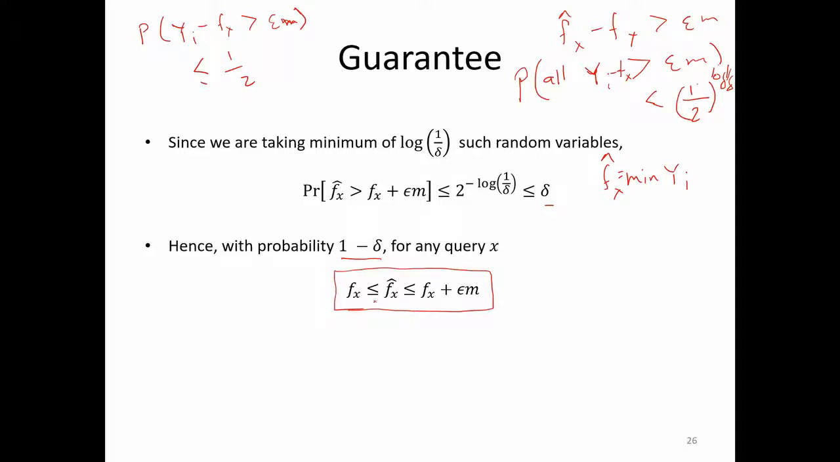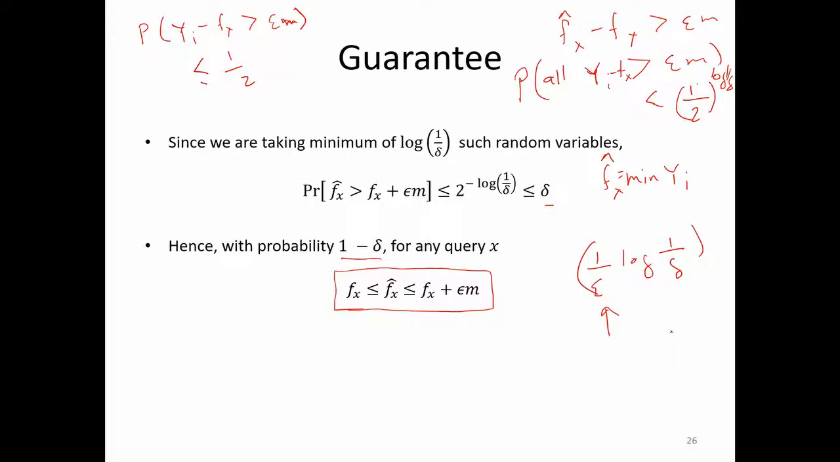We are basically taking a space of 1 by epsilon log 1 by delta. Earlier we were taking a space of 1 by epsilon. Now we are taking a space of 1 by epsilon log 1 by delta for getting this count. We don't get this kind of bound with high probability just by using 1 by epsilon variance.